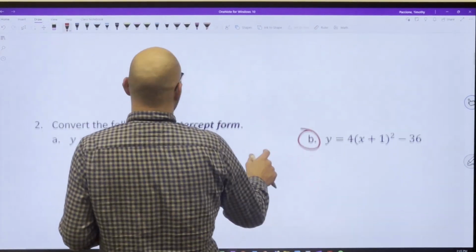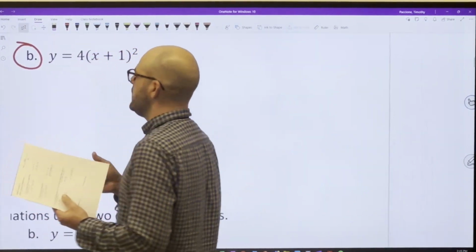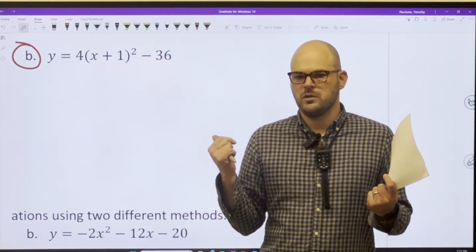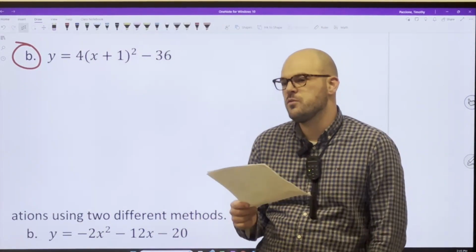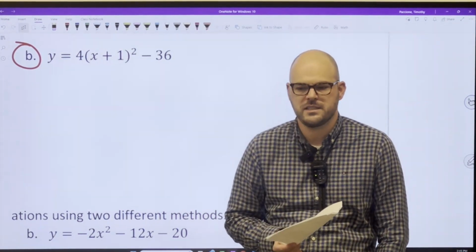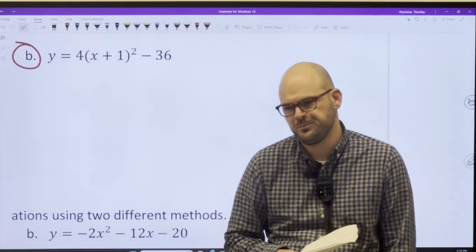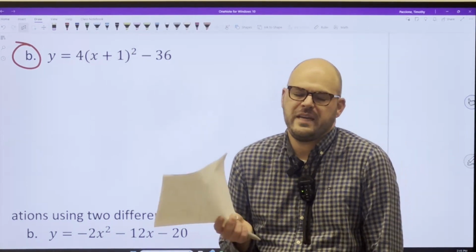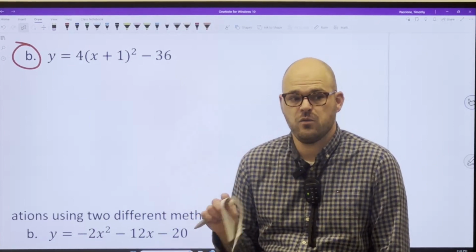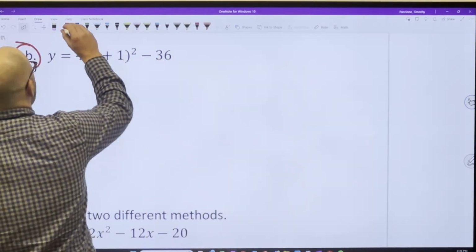Okay, so 2B, it says convert the following to intercept form. So that's where we're going. We need to know where we're starting. What form are we starting in? Vertex. So I'm going from vertex to intercept. Somebody tell me what number that is on our graphic organizer. Vertex to intercept. 4. And what are the instructions? Okay. So we can't go right from vertex to intercept. We have to go vertex to standard, and then we go from standard to intercept. Okay, so we're going to go vertex to standard first, right?